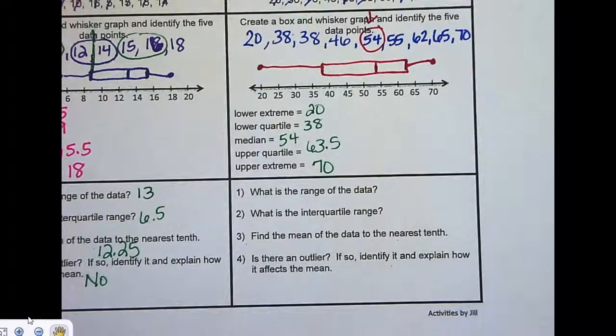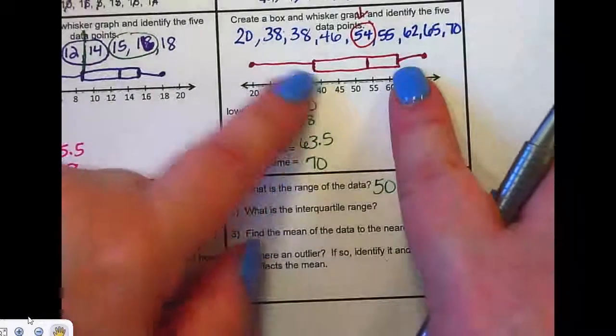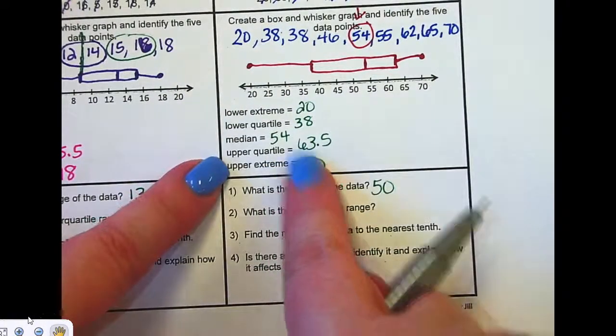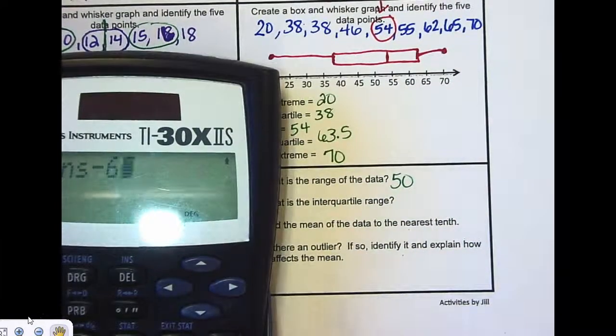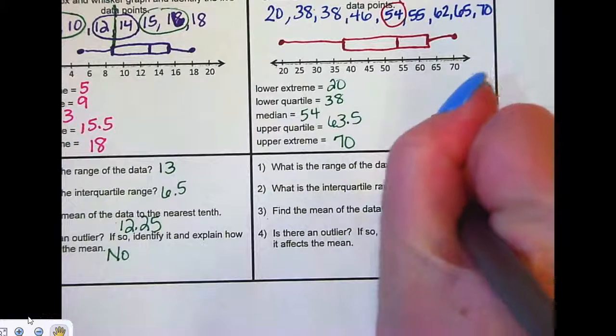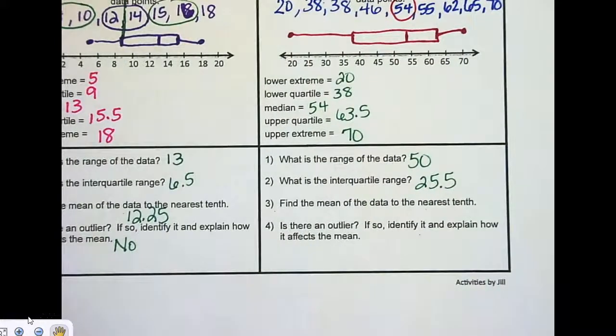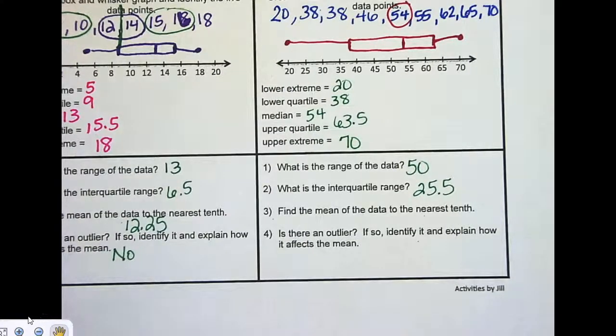All right, what's the range of the data? The high minus the low. 70 minus 20 is 50. Interquartile range, remember that's the range of the box. So it's 63.5 minus 38. 25 5/10. Find the mean. So that means we're going to add it up and divide by. And how many are there? 9.